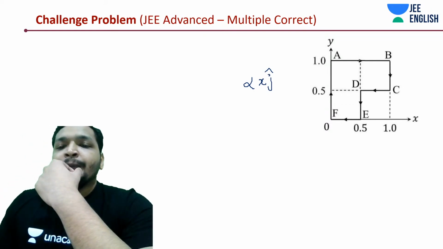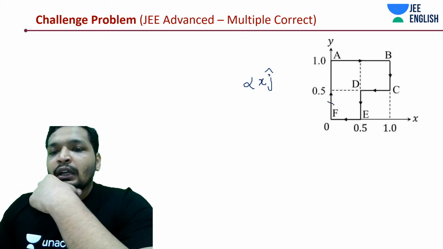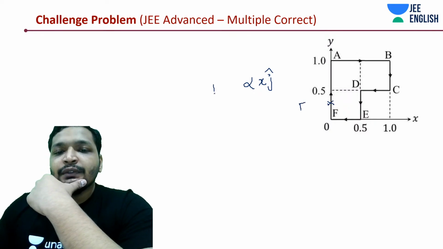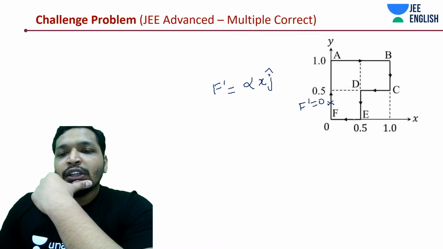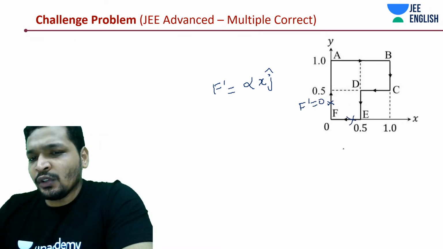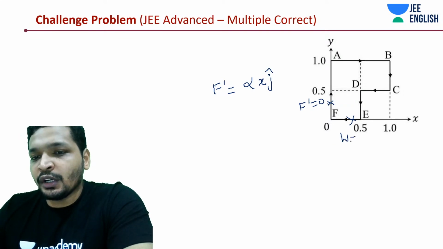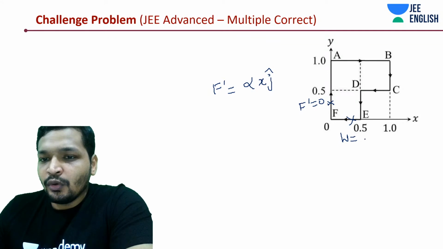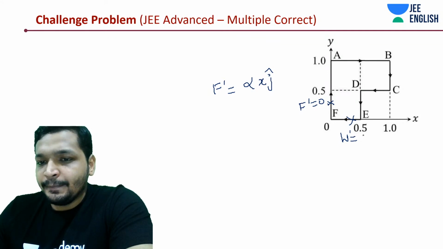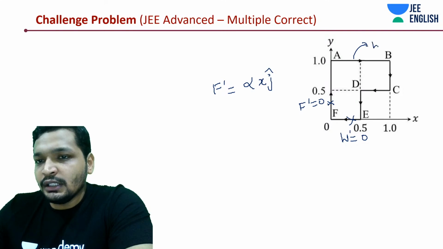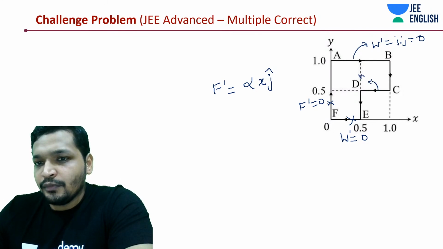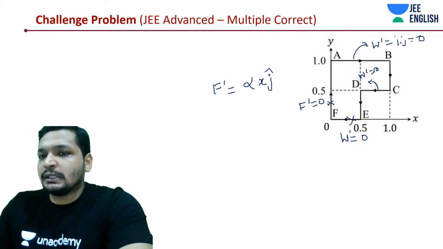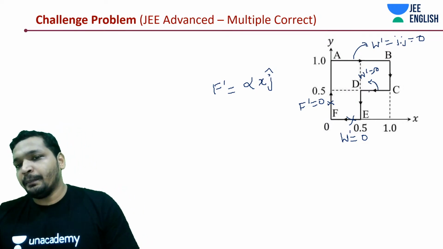So here force is 0. This F dash here is 0. Here work done is 0. This also means work done is 0. Here work done is 0. I dot j, it's 0. Here also it's I dot j, it's 0. Here also I dot j, it's 0. All right. It's along I cap, I dot j.